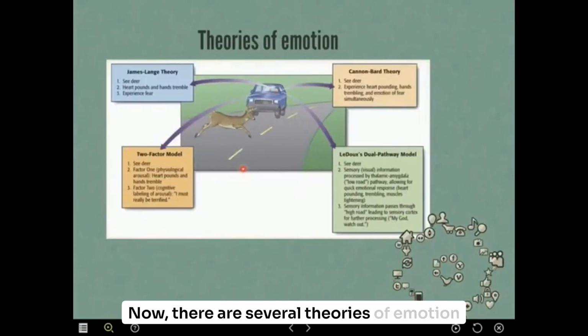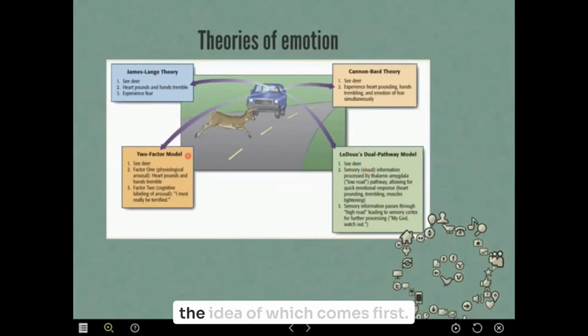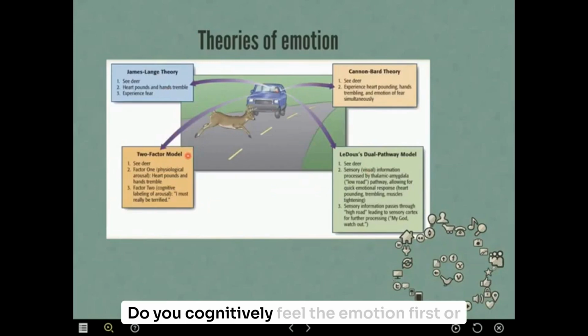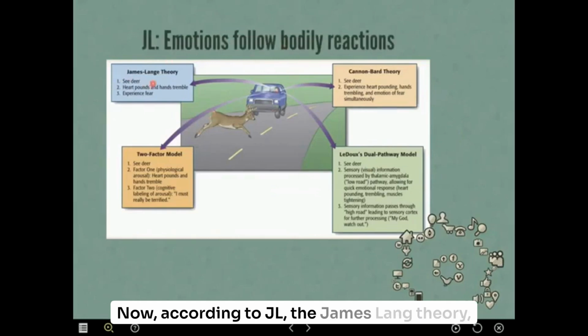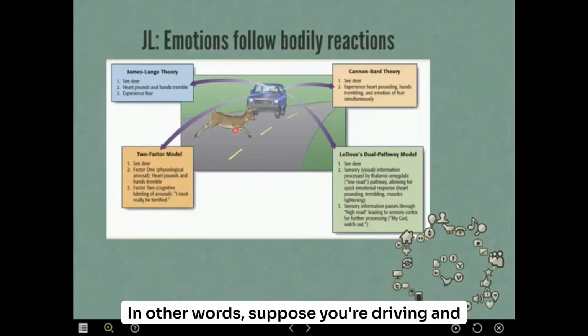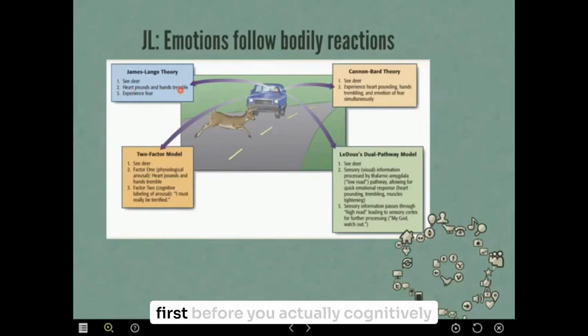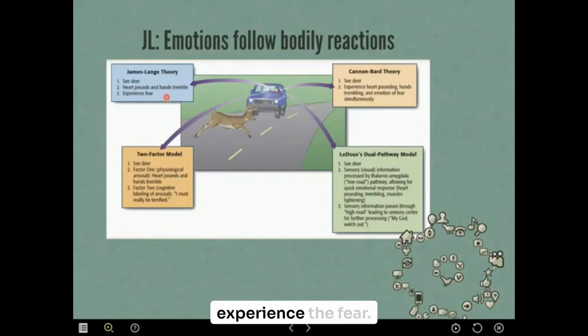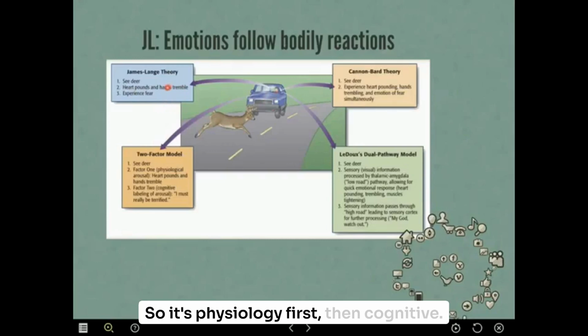Now, there are several theories of emotion, and we're going to talk about these four different specific theories. And it basically boils down to the idea of which comes first. Do you cognitively feel the emotion first, or does your body respond to the emotion first? So, at a fundamental level, these theories talk about which comes first. Now, according to the James-Lange theory, emotions follow the bodily reactions. In other words, suppose you're driving and you see a deer, your heart pounds, your hands tremble, your physiological states kick in first before you actually cognitively experience the fear. So it's physiology first, then cognitive.